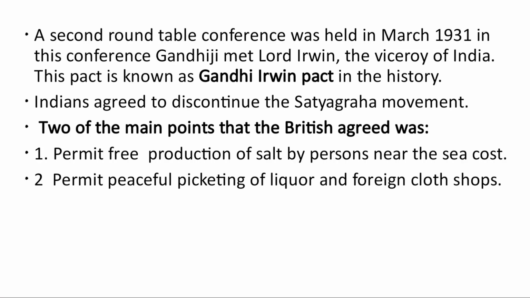The second roundtable conference was held in March 1931. In this conference, Gandhiji met Lord Irwin. He was the Viceroy of India. That is why this conference or this meeting is known as the Gandhi-Irwin Pact. Indians agreed to discontinue the Satyagraha movement. Two of the main points that the British agreed to were to permit the free production of salt by persons living near the sea coast and to permit peaceful picketing of liquor and foreign cloth shops.